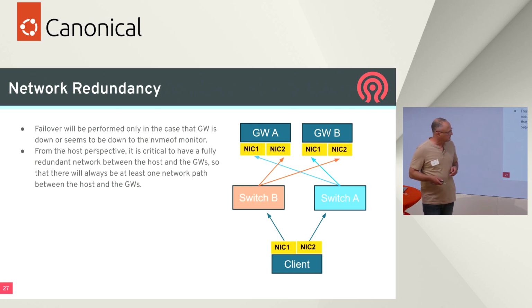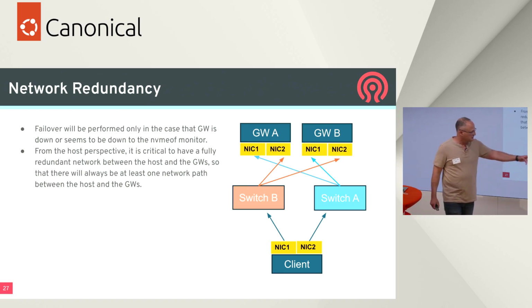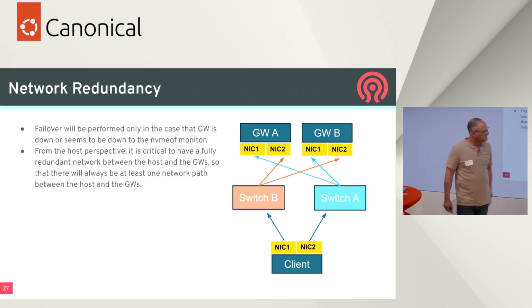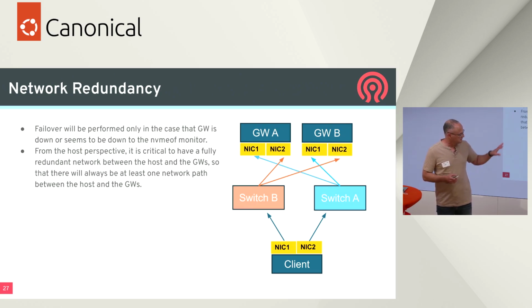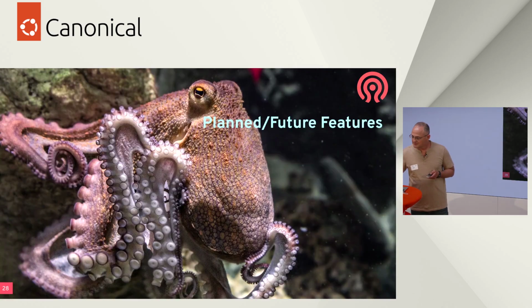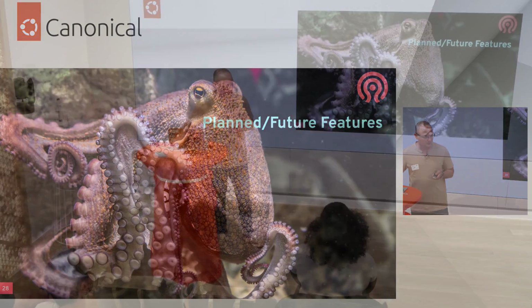Yeah, so I just want to mention here, we are doing failover and failback only in the cases where the gateways are going down, right? But from the host perspective, if you have only one switch to the gateways, it's not good enough. You need to be sure that you have enough redundancy in the network, because the HA is not taking care of this part, at least. I'm telling this because I heard people being confused about that, so I think it's important to note. That's it about HA.